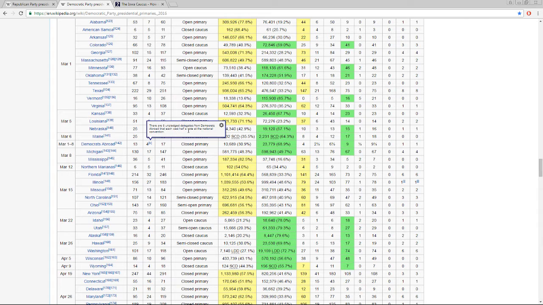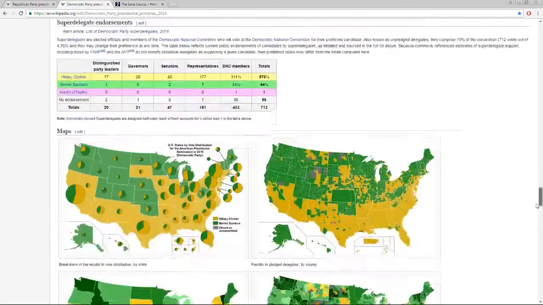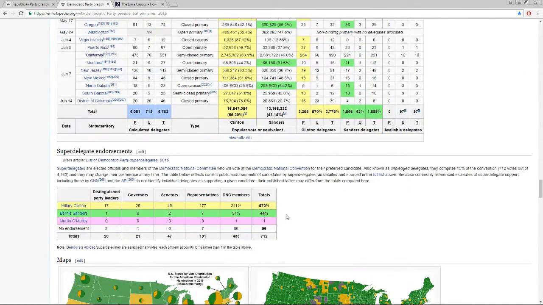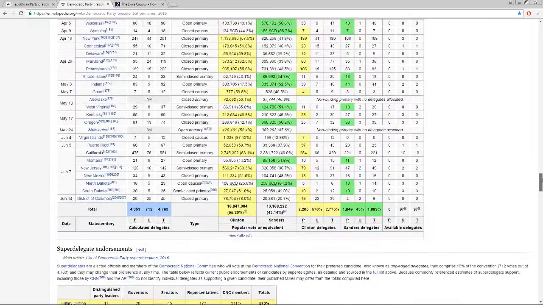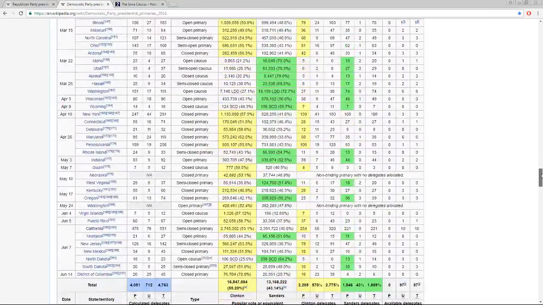They'll tell you a lot, like here in Democrats abroad. Okay, there are 8 unpledged delegates from Democrats abroad that each cast half a vote at the national convention. So you have 8 unpledged delegates that count as 4 delegates, basically. So I guess that's how you get half of an endorsement, because maybe they were abroad.